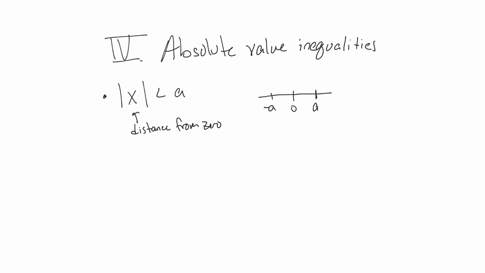Okay? But since we're just less than, then I can also be anything in between them, right? Because we're saying if our distance is just less than a, then I can be anything that's within a from 0. What this looks like is negative a is less than x is less than a. All right? So in short, the absolute value of x is less than a is another way of writing the compound inequality negative a is less than x is less than a.